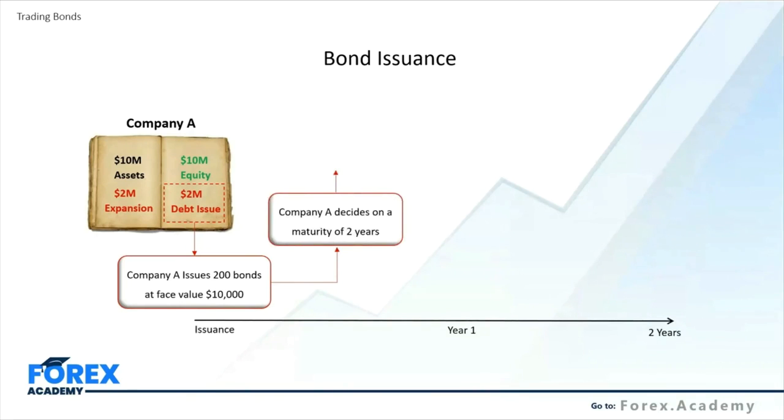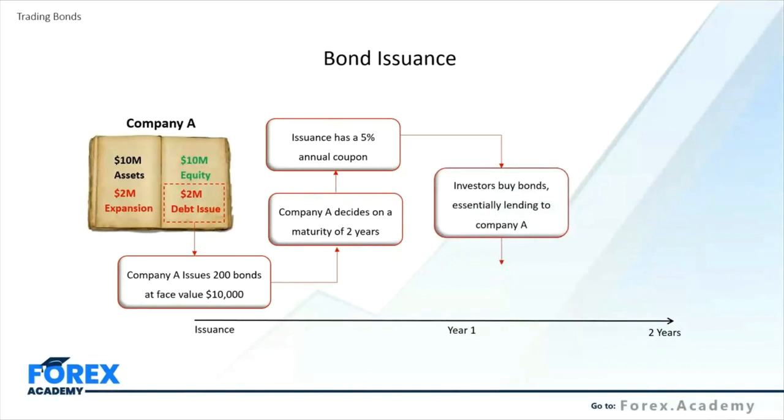Company A decides on a maturity of 2 years, and we can see the trend line there with their issuance date, year 1 and year 2. Issuance has a 5% annual coupon, so the company is looking to sponsor this debt with an interest rate of 5%.